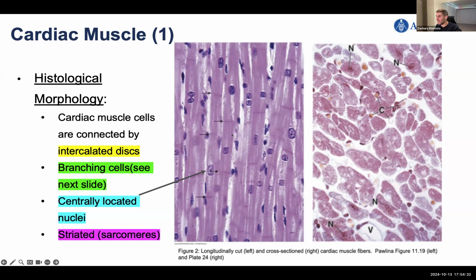And they have centrally located nuclei. So remember, the skeletal muscle cells had peripherally located nuclei, but these have centrally located nuclei, okay? And they also have striations, which means they also have sarcomeres. Remember, the striations mean that they have sarcomeres, okay? And here's a nice little cross-sectional image of cardiac muscle. You can see the centrally located nuclei here, and maybe that's a branch point. I don't know, maybe, but that's cardiac muscle.